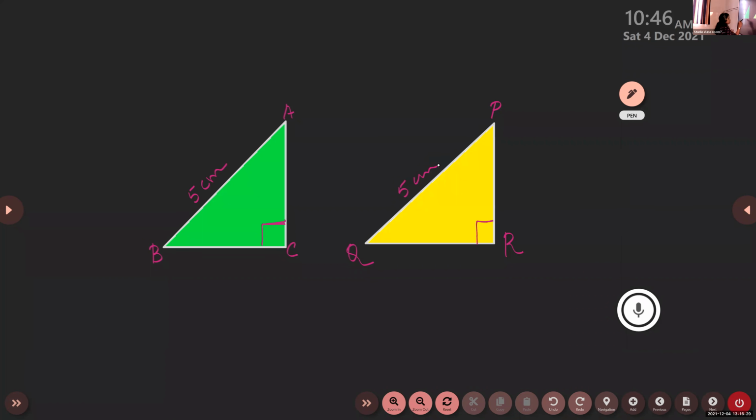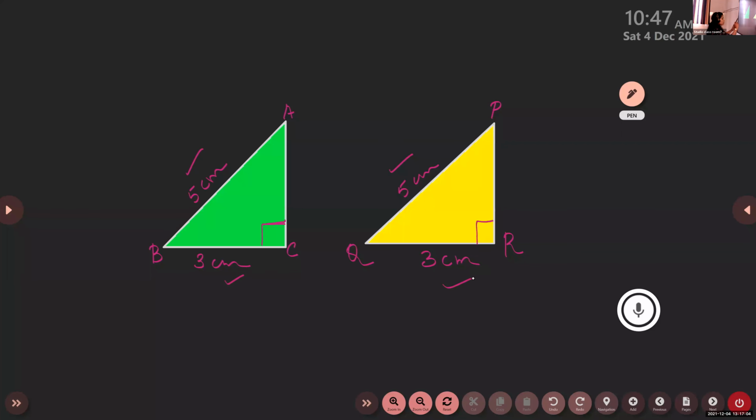Suppose bases are same, you can take 3 centimeters. Then this also should be 3 centimeter respectively. Means each separately should be equal. So what does RHS criterion say? According to RHS criteria, these two triangles are congruent because you can see hypotenuses are same and the bases are same. Then you can say that the two right triangles are congruent.